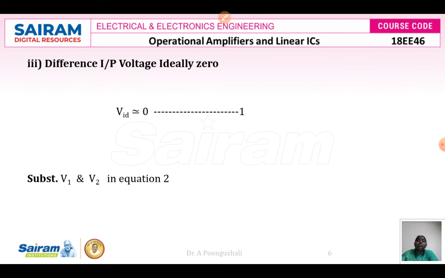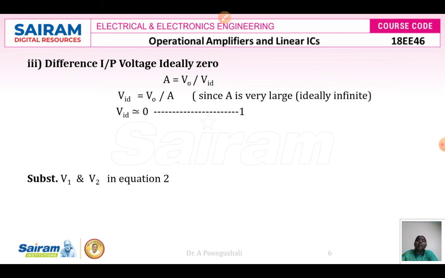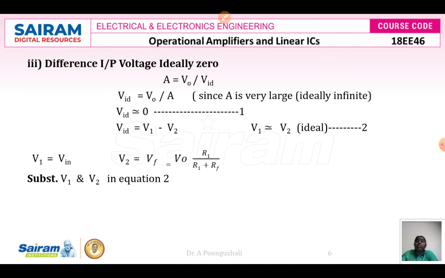Next is your differential input voltage, ideally 0. We know that the open loop gain A is equivalent to V naught by VID. So here in this case, VID is nothing but V naught by A. So since your A is going to be a very large value, your VID we can approximate to 0. So when I approximate it to 0, VID is equivalent to V1 minus V2. When I substitute VID as 0, V1 is equivalent to V2. So here we know that we have already found V1 is equivalent to V in and V2 is equivalent to Vf, that is equivalent to V naught into R1 by R1 plus Rf.